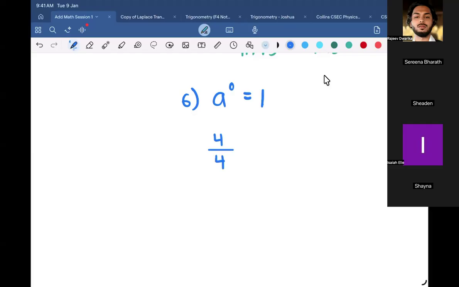So Shay, I'll do another example with you. Now, what is 4 over 4 equal to? 1. Nothing hard about that, right? It's possible to write 4 as 2 to the power 2.